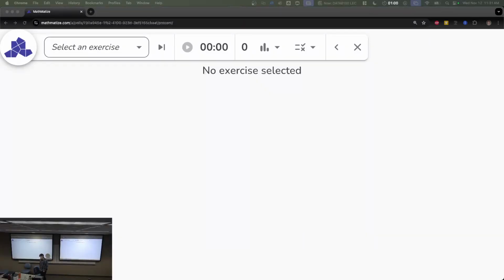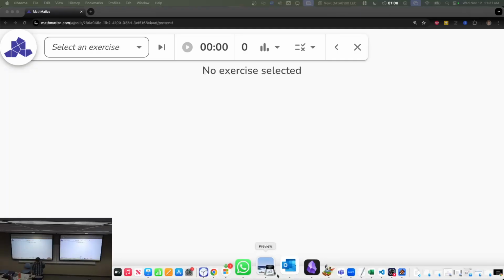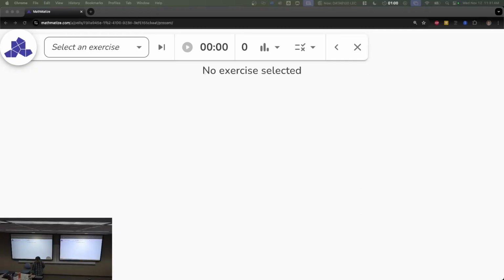Okay, it's 11:30, so I'm going to get started here. We're going to start with sort of a recap of what we know about the lasso, and you guys can tell me, since I wasn't here on Monday, what you have covered or not covered.